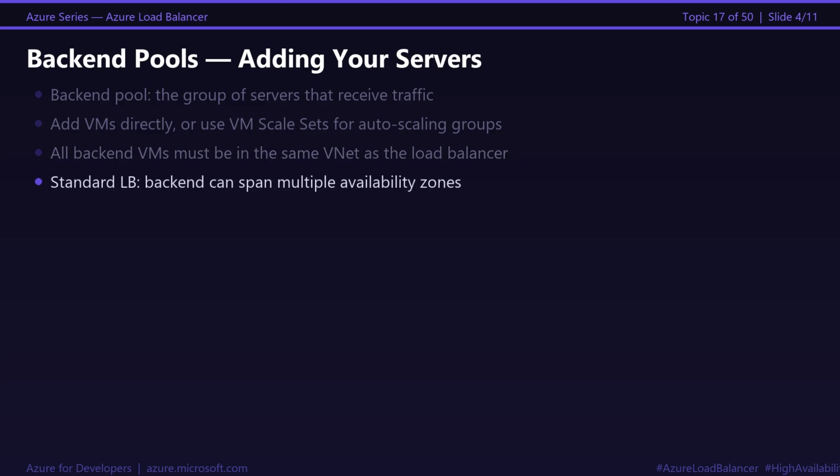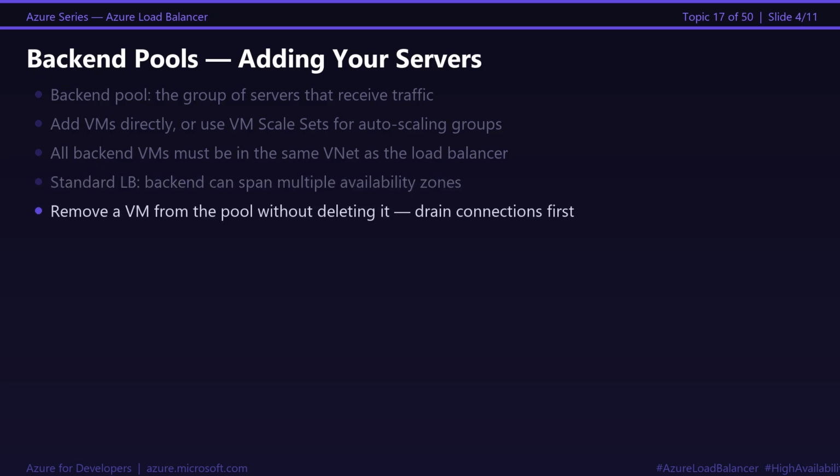But here's the mistake I see constantly. Developers configure a TCP probe on port 80. A TCP probe only checks if the port is open. It does not check if your application is working. Your server could be accepting TCP connections, while your app is completely broken inside.